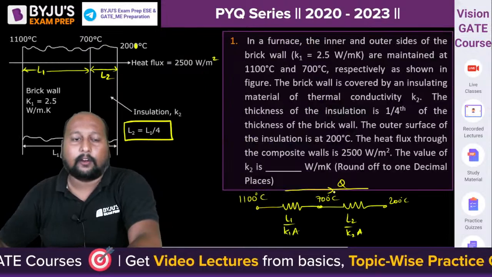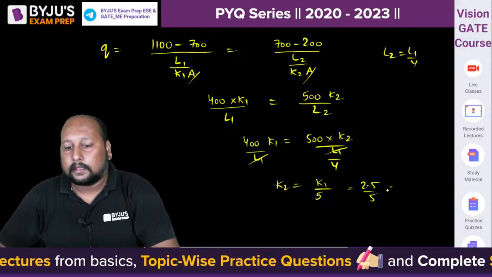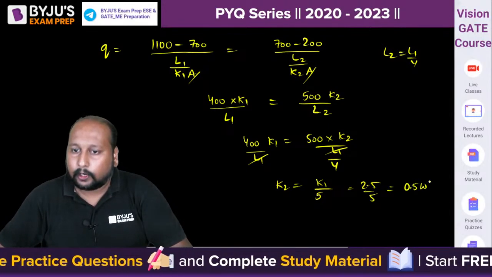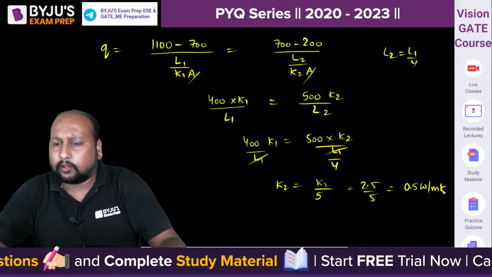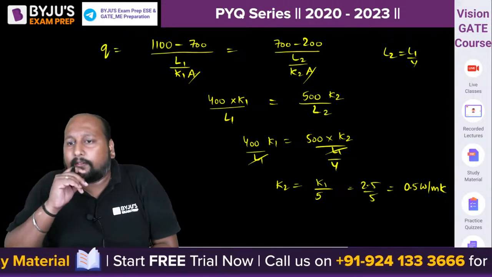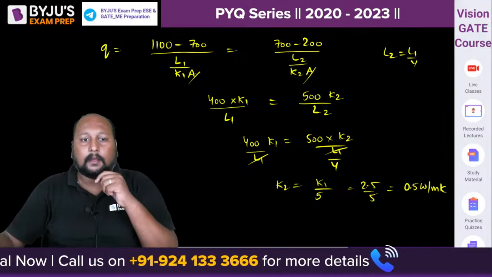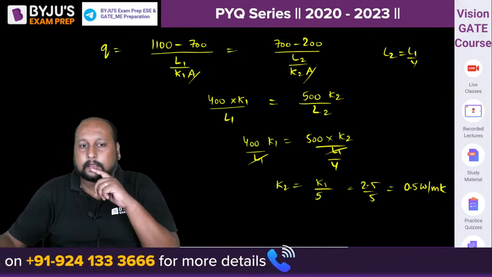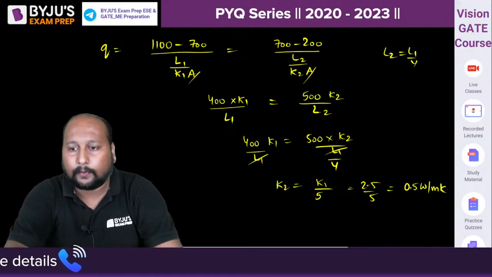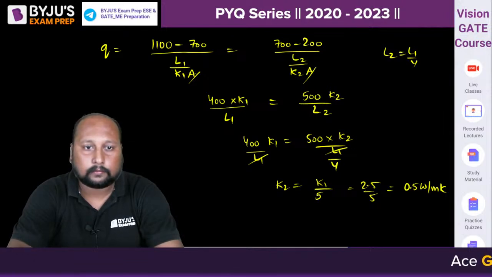And what's the value of K1? K1 is equal to 2.5. So 2.5 by 5 is equal to 0.5 watt per meter Kelvin. Vinod, you are getting 1.25? How are you getting 1.25? It should be 0.5. Please check. Money and Vinod, please do let me know. 0.5, are we getting? Very good.